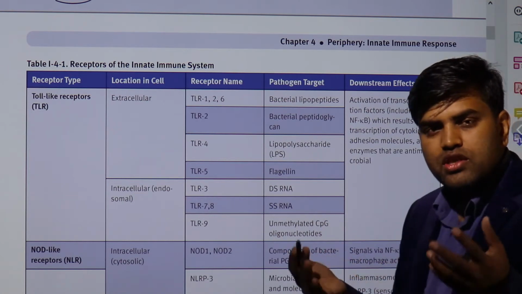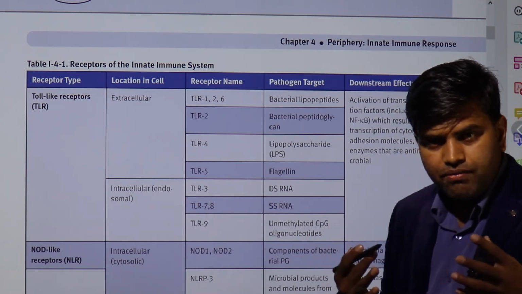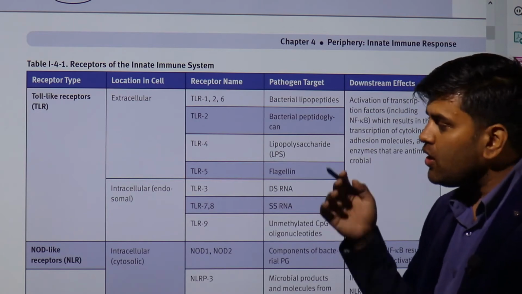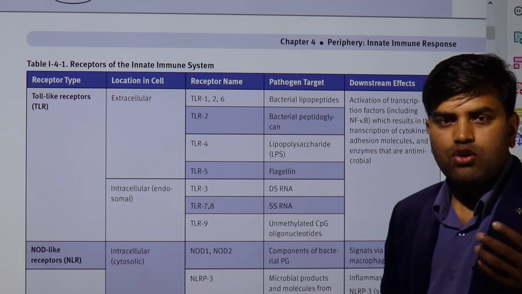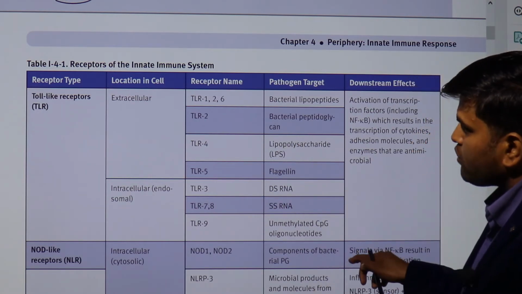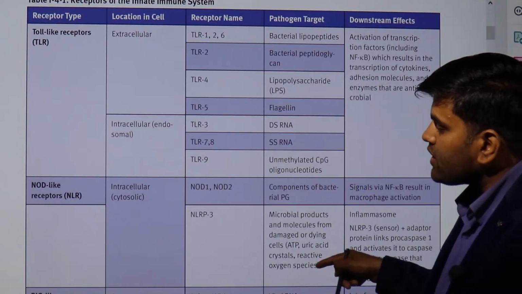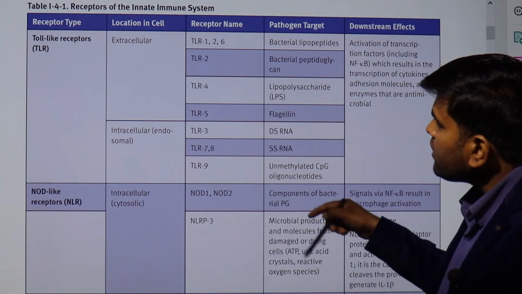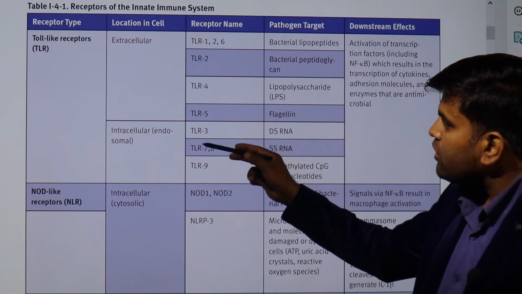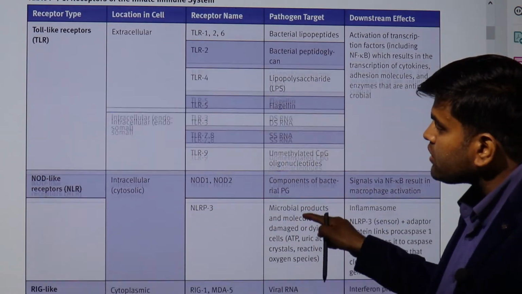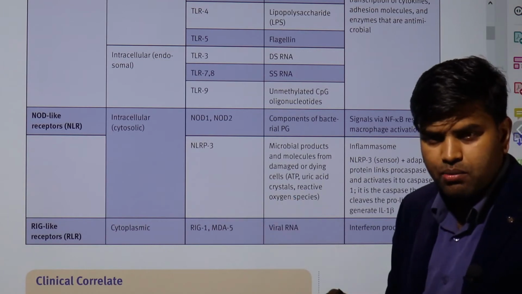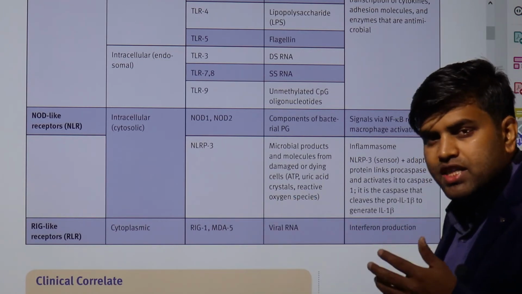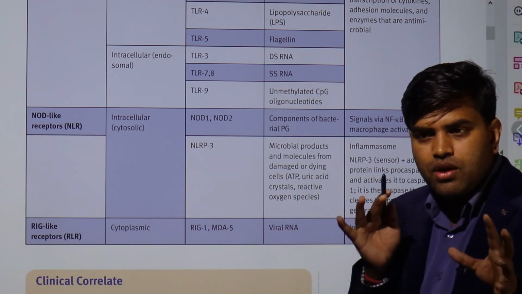So if any pathogen enters your body, it is recognized with the help of these receptors, which are called pattern recognition receptors, including the toll-like receptor. There are three types actually: toll-like receptor, nod-like receptor, and RIG-like receptor. Some are present extracellularly, some are intracellular in the endosome, some are intracellular in the cytosol, and some are in the cytoplasm. These are responsible for recognizing different varieties of pathogens.